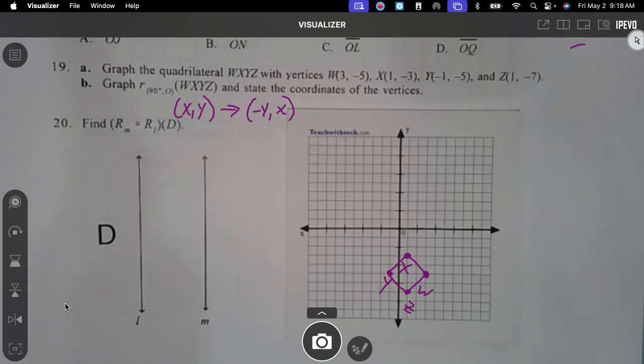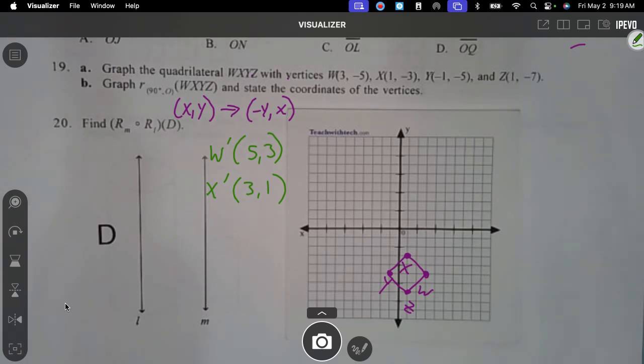Okay, this again is what would be written on your note card. So if I'm looking at 3, -5, what do I do with them? I switch them, but the 5 becomes positive. So it's 5, 3. That's my new W. Everybody good with that? Actually, I'm going to write this in green. My new W is 5, 3. Okay, let's look at our new X. I'm going to switch them, but the 3 becomes positive. 3, 1.